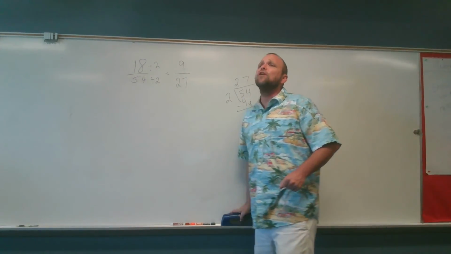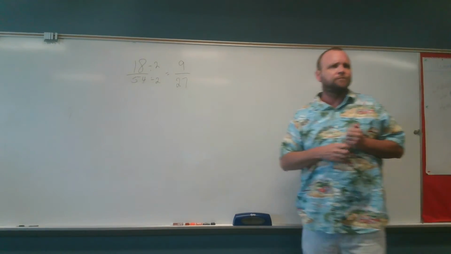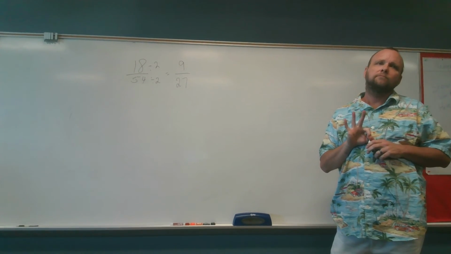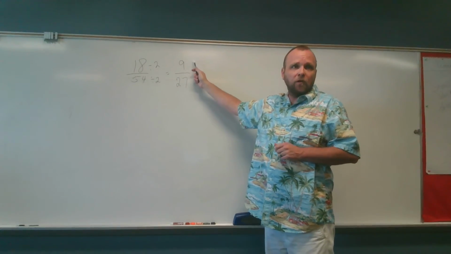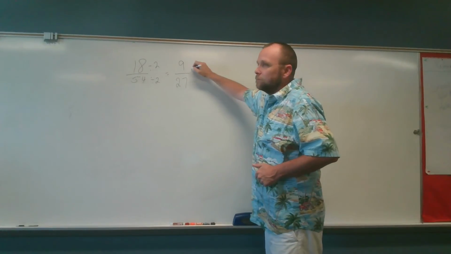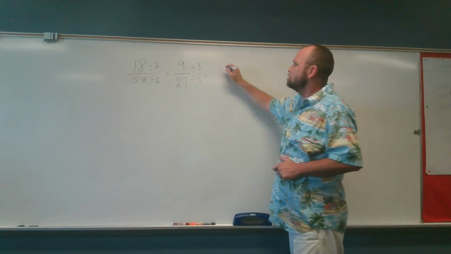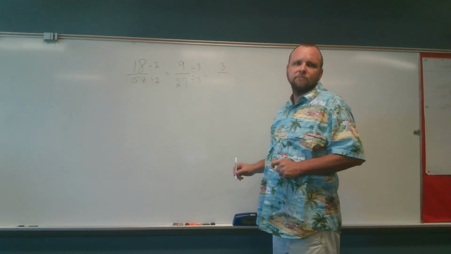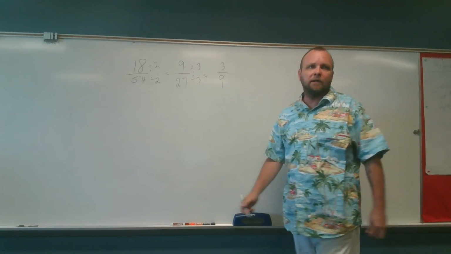Is that in lowest terms? No. Then Ari, what can you divide them both by? You can divide them both by 3, because 9 is a multiple of 3. 2 plus 7 is 9, and 9's a multiple of 3. 9 divided by 3 is what, Ari? 3. 27 divided by 3 is what? 9.